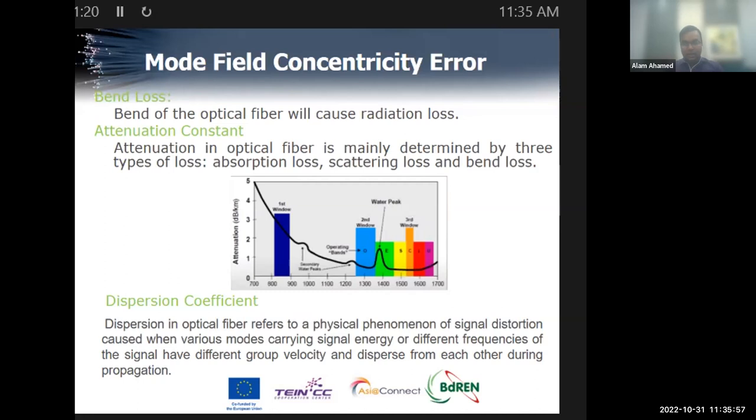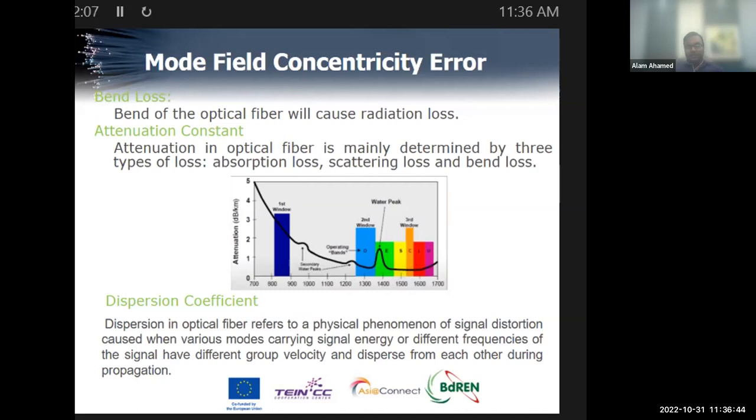Dispersion. Now we can discuss dispersion. In optical fiber it refers to the physical phenomenon of signal distortion, where the various modes carrying the signal energy, or different frequencies of the signal, have different group velocities and disperse from each other during propagation. Generally, three kinds of dispersion exist in optical fiber. One is modal dispersion. This occurs when the fiber carries multiple modes of the same frequency signal energy and different modes have different time delays during transmission.